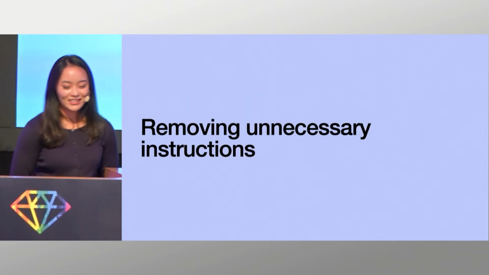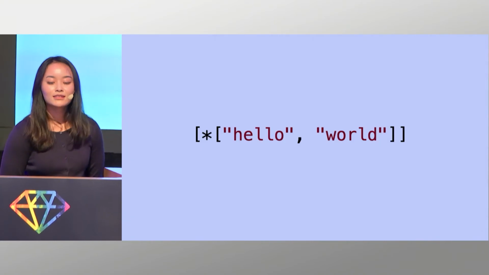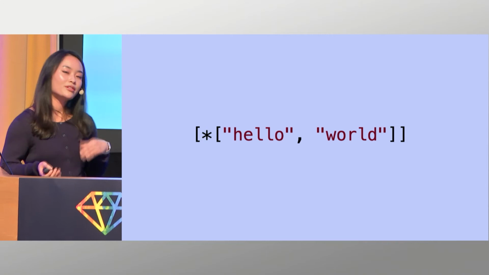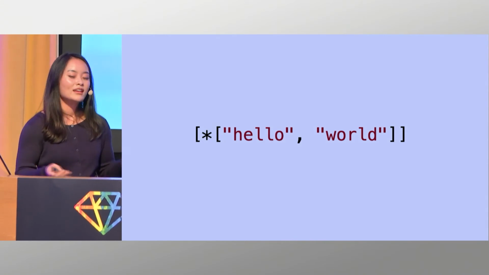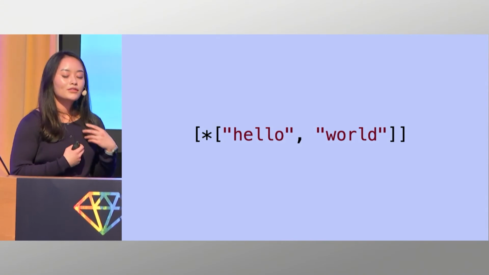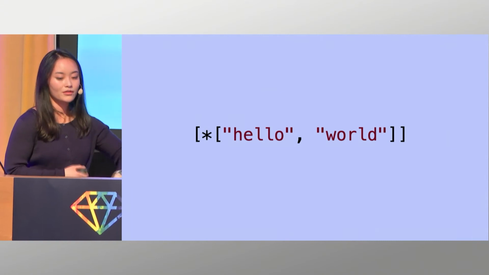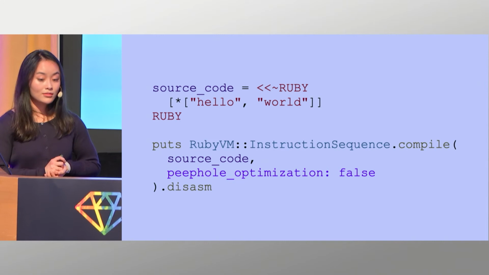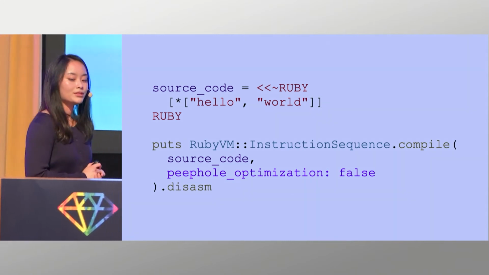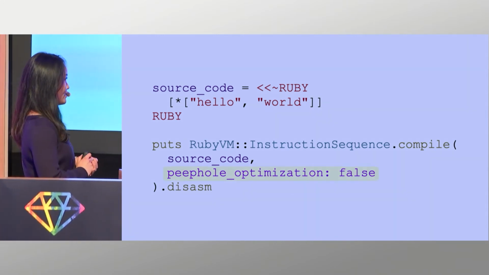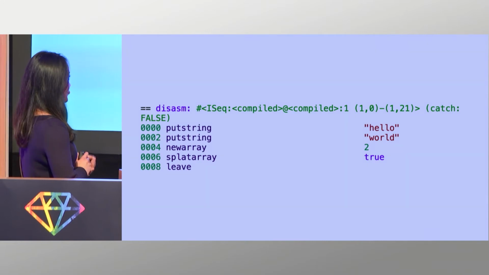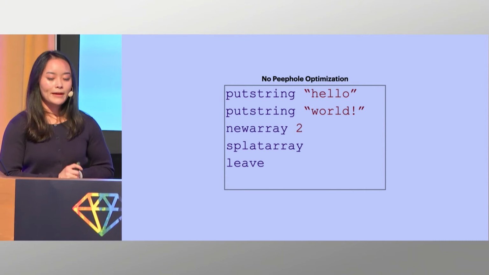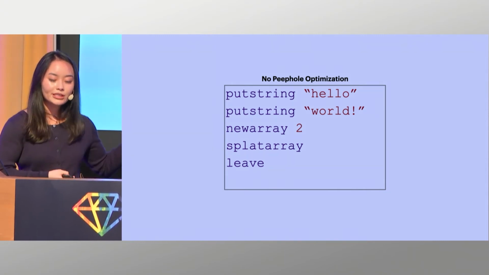Removing unnecessary instructions. This is a very contrived example, but essentially, it is hello world in an array that is splatted. And if you didn't know, this kind of returns an array of just hello world when it's run. So doing the same thing, we want to turn off peephole optimization and see what it returns. OK, this is the simplified version.